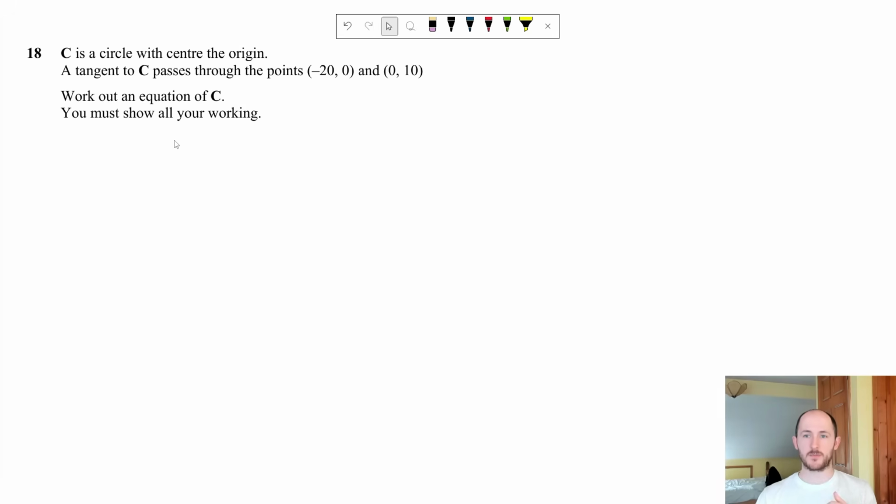So without further ado, let's jump straight into this question. C is a circle with the centre, the origin, tangent to C through the points minus 20, 0 and 0, 10. Work out an equation for C.